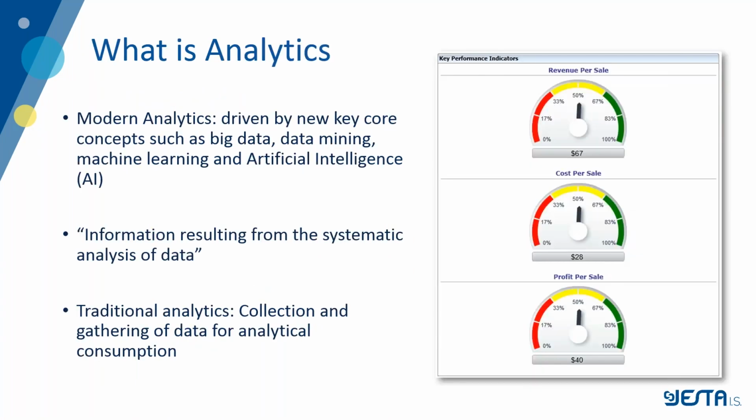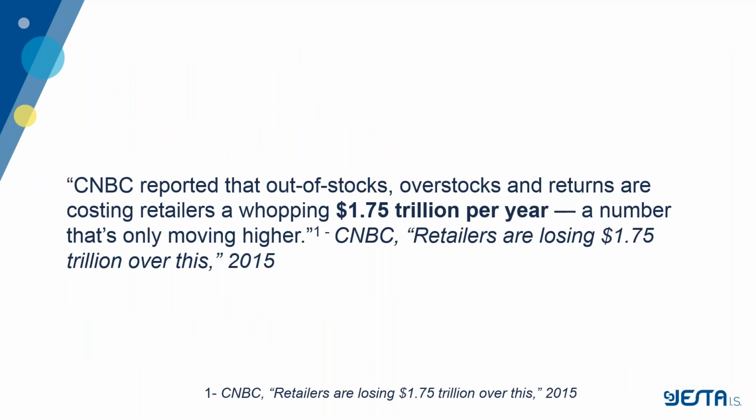I'm going to be cursory glancing through them as needed. But before we start talking about analytics in general, it's important to build a solid foundation about what analytics truly is. Analytics is divided into two different categories. We have what we call traditional analytics, which is the collection and gathering of data for analytical consumption, as well as modern analytics. Modern analytics is truly driven by new core concepts in the field, such as big data, data mining, machine learning, pattern recognition, and artificial intelligence. Modern retail analytics also gives you enterprise-wide visibility, enabling actions that improve product placement, pricing, promotion performance, etc., to really give you a holistic view of your enterprise and all its data.